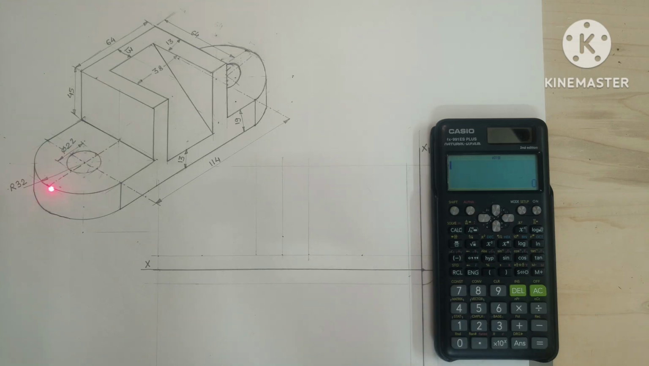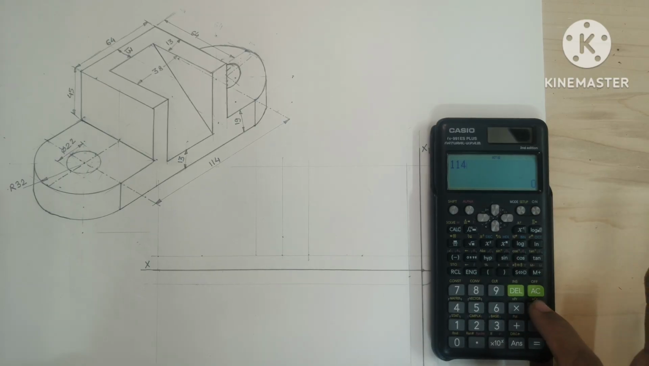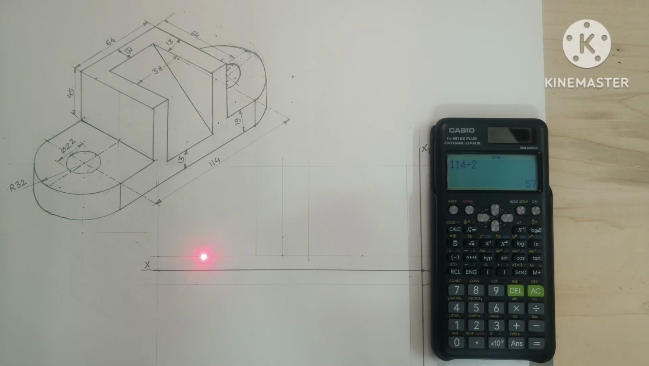And first of all we will mark the radius. From this point to this center point r is equal to 32, and from this point to this center line, this distance is 114. Then we will calculate the midpoint. 114 divided by 2 is equal to 57. Hence from this point I have taken 57 millimeter distance, and this will be the center.